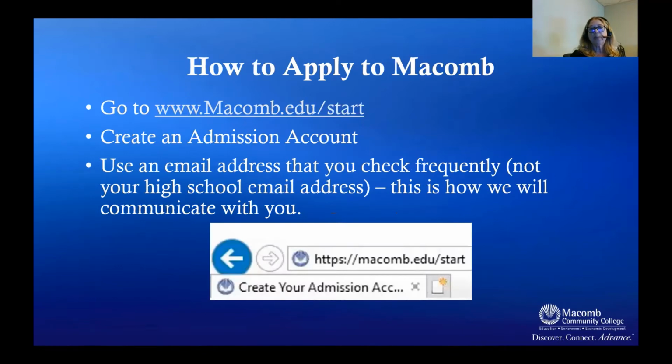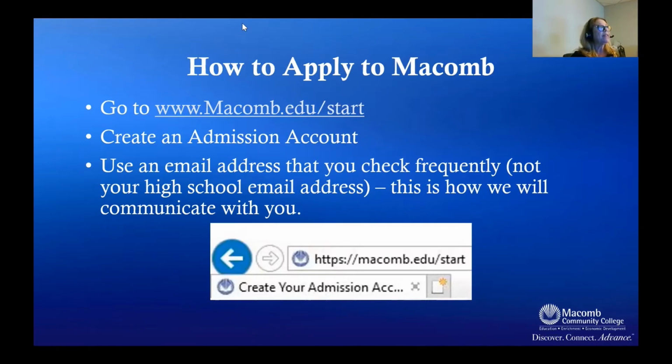First of all, when you're doing your application, you'll go to our website, macomb.edu/start. We ask that you create an admissions application first. And when you start that admissions account, you'll be putting in a lot of information for yourself. And then after you do the admissions account, we want to make sure that you're using an email address that you check frequently, not your high school email address, because we need to communicate with you.